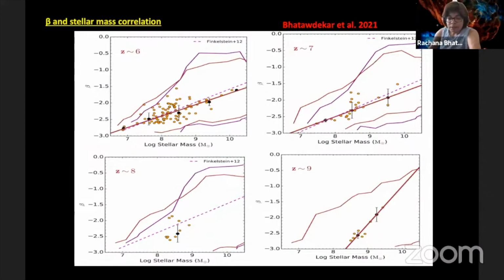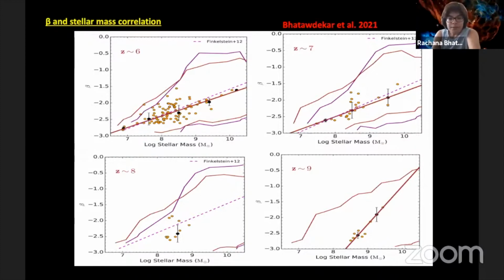And finally, as I showed earlier, we do not find any correlation between rest-frame UV and beta, but we do observe a strong correlation between beta and stellar mass, such that lower mass galaxies have bluer UV slopes at all redshifts. This paper recently got published in ApJ, in case you are interested in having a look at these results in detail.